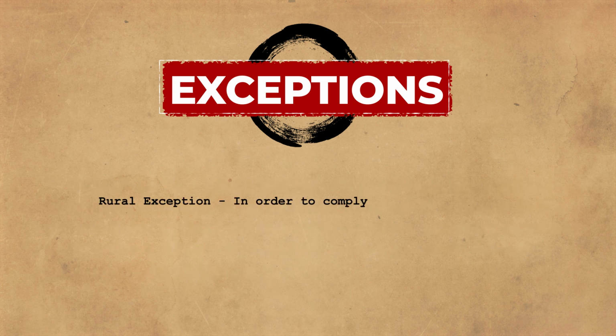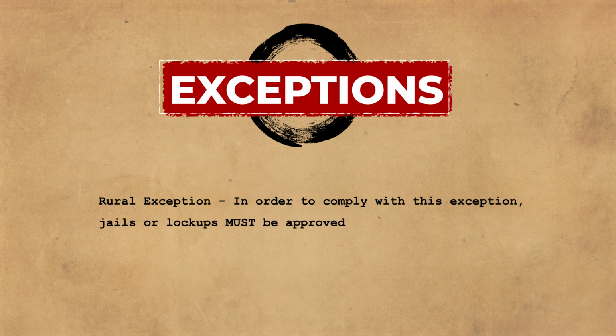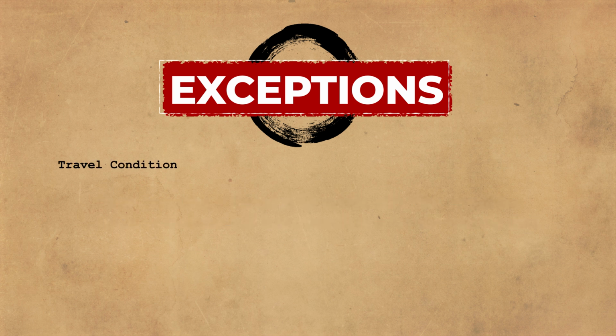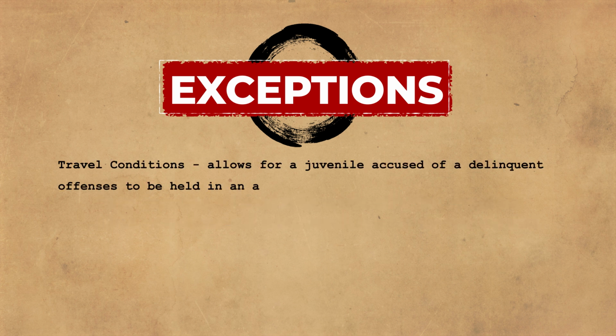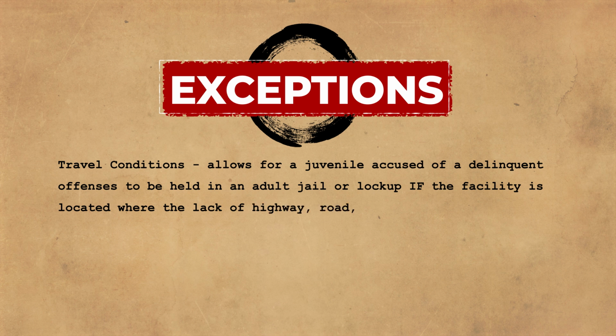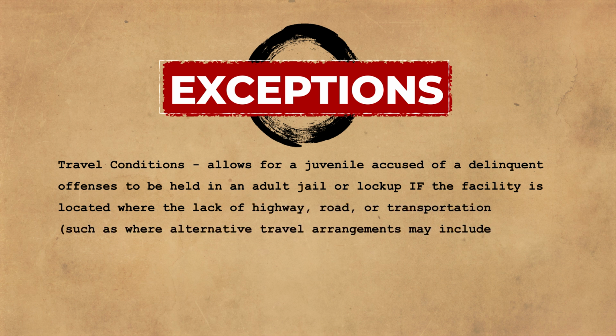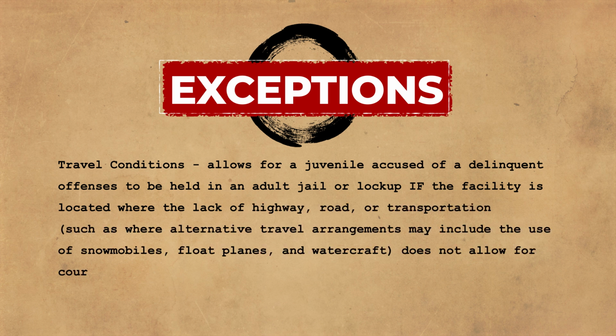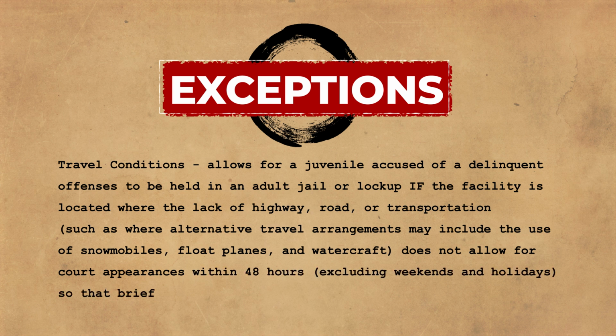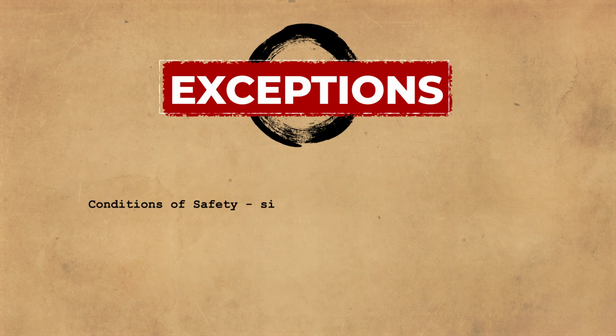Rural exception. In order to comply with this exception, jails or lockups must be approved as a rural area by IDJC. Travel conditions. Allows for a juvenile accused of a delinquent offense to be held in an adult jail or lockup if the facility is located where the lack of highway, road, or transportation, such as where alternative travel arrangements may include the use of snowmobiles, floatplanes, and watercraft, does not allow for court appearances within 48 hours, excluding weekends and holidays, so that brief delay, not to exceed 48 hours, is excusable. Conditions of safety.